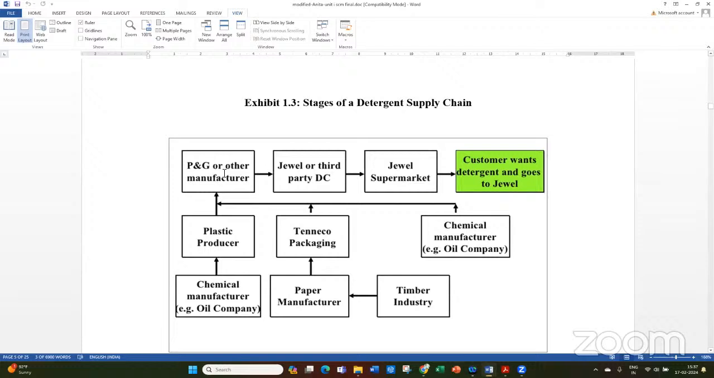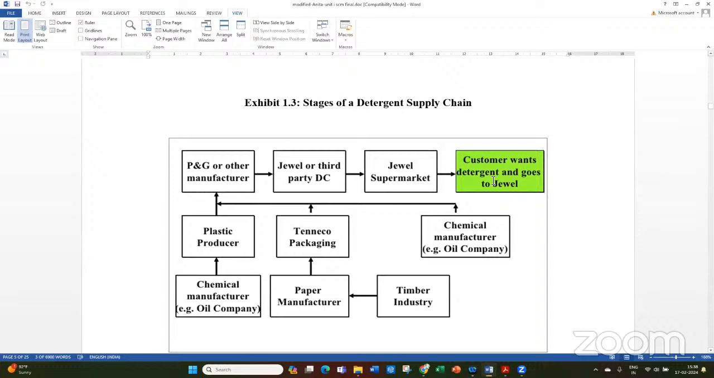Procter & Gamble, to manufacture the detergent, requires plastic. They get it from a plastic producer. Then this plastic producer gets from an oil company. Procter & Gamble also has packaging of the detergent. Again, for packaging, they require paper manufacturing. And for paper manufacturing, you require the timber industry, wood or timber industry.